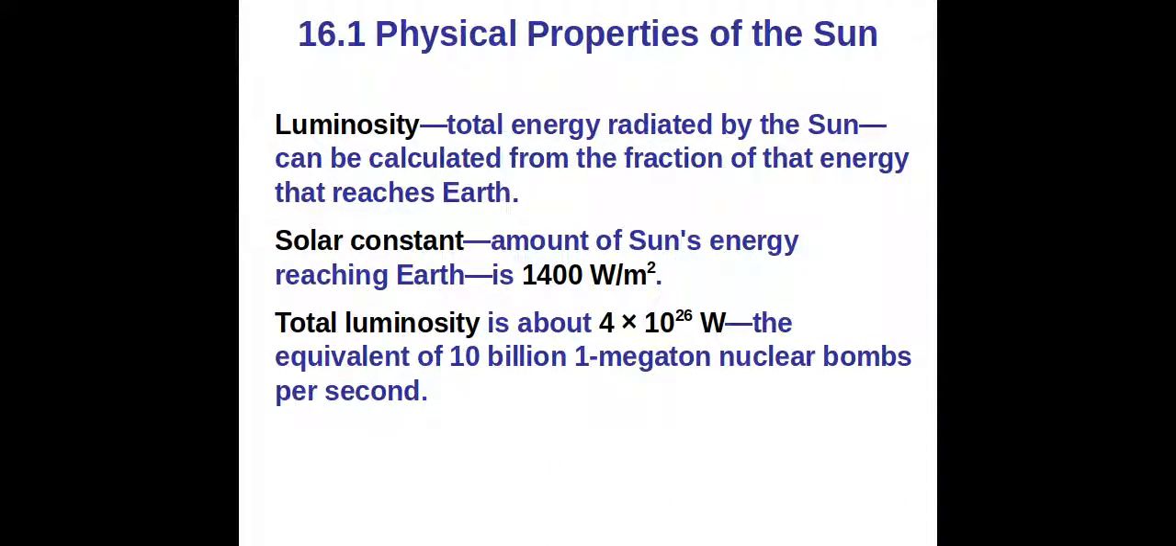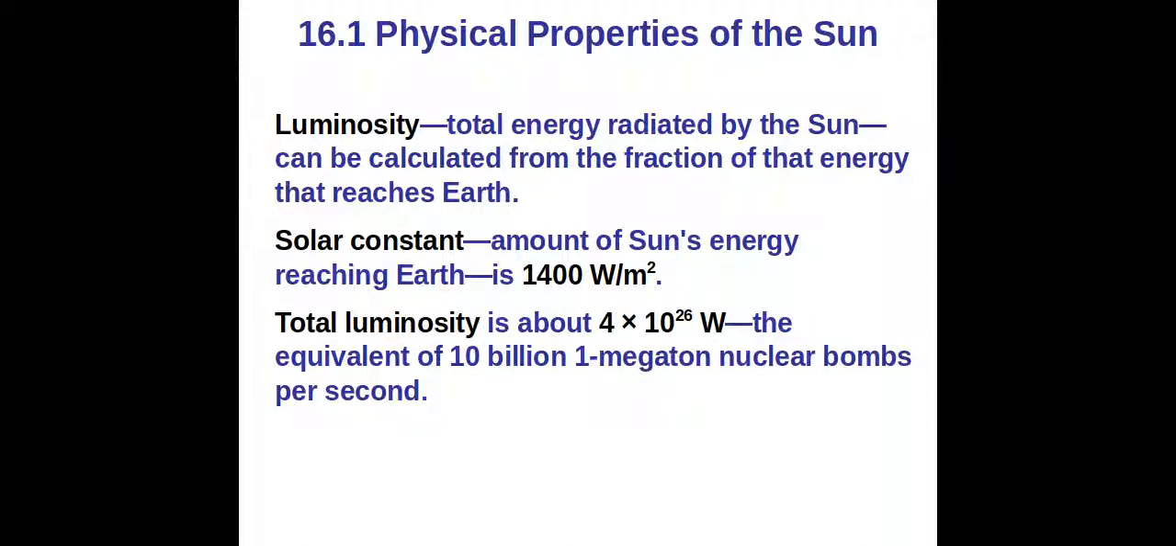Some other physical properties: the luminosity is the total energy radiated by the sun. It can be calculated from the fraction of that energy that reaches the Earth. The solar constant is the amount of the sun's energy that reaches the Earth, which is about 1,400 watts per square meter. You need the solar constant in order to calculate the total luminosity of the sun.